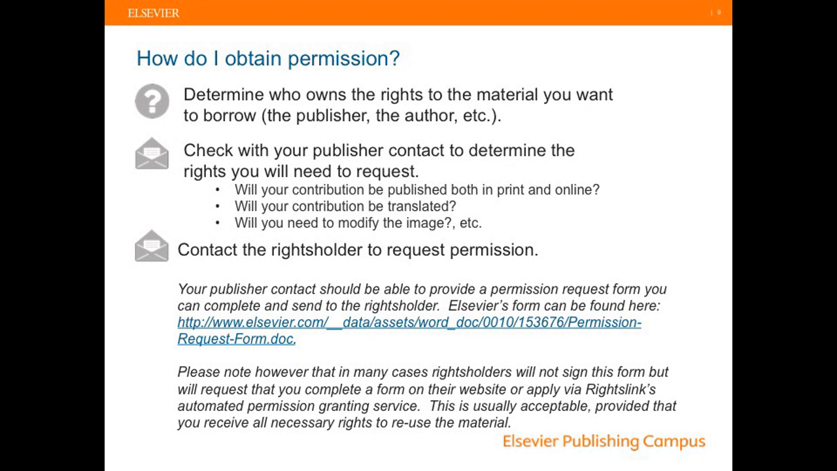Many publishers will ask that rather than the form your publisher contact gave you, you instead complete a form on their website with similar information, or apply via an automated service such as RightsLink. This is usually acceptable provided that the rights you obtain are the same rights, for example, print and electronic rights, that you need in order to publish your contribution.